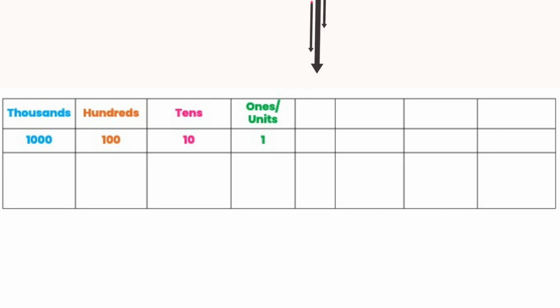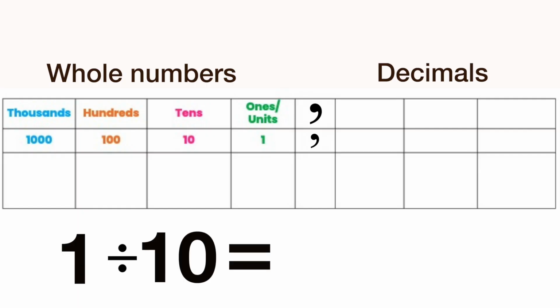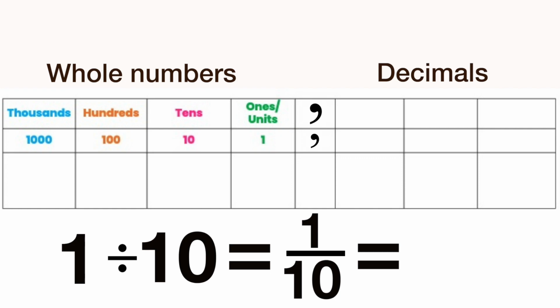All right? So to the right of the ones place, we will place a comma. Now, that comma is very important because it tells us which section of our number is whole numbers and which section is decimals. But now, what will happen if we divide 1 by 10 again? If we say 1 divided by 10, we will get 1/10.